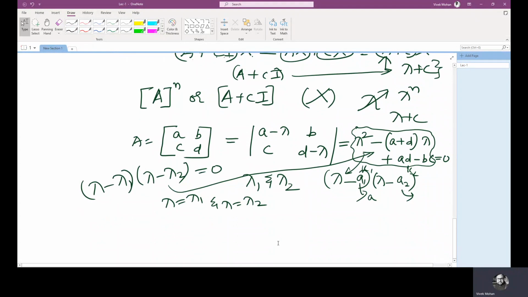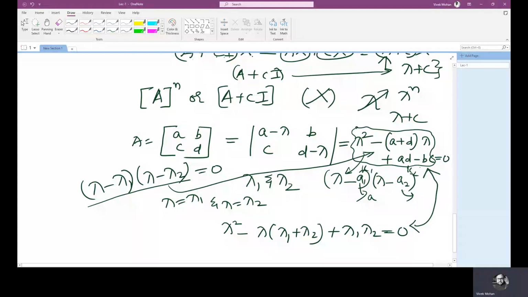Now, how will you simplify this, lambda minus lambda 1 into lambda minus lambda 2? The solutions of this equation are lambda equals lambda 1 and lambda equals lambda 2. This can be simplified as lambda squared minus lambda into (lambda 1 plus lambda 2) plus lambda 1 lambda 2 equals 0. Now let's compare these two equations.